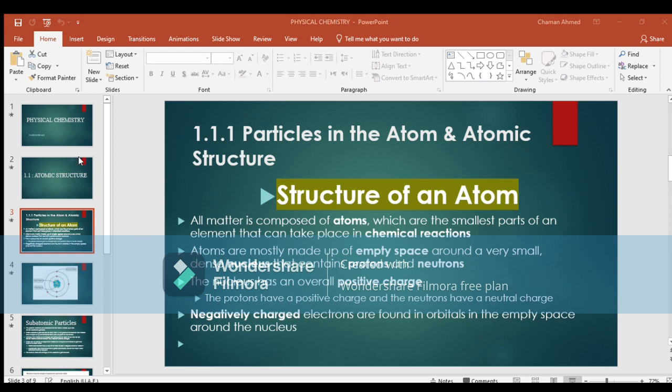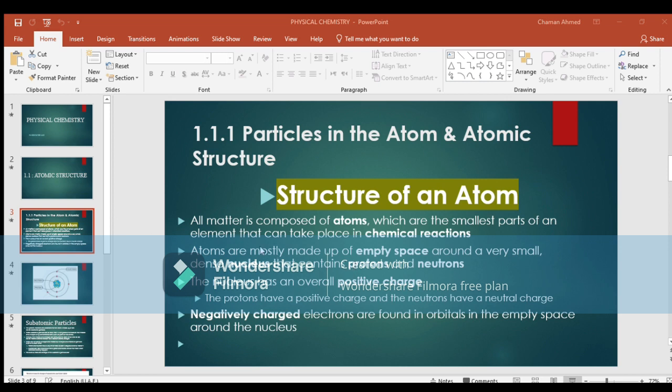Now you can see here, all matter is composed of atoms, the smallest parts of an element that can take part in chemical reactions. In this statement you can see clearly that we are also defining what an atom actually is. Okay, so all matter, everything around you and even yourself, everything is composed of atoms. And what are these atoms? These atoms are the smallest parts of an element that can take part in any sort of chemical reactions. And we will discuss that further in upcoming videos.